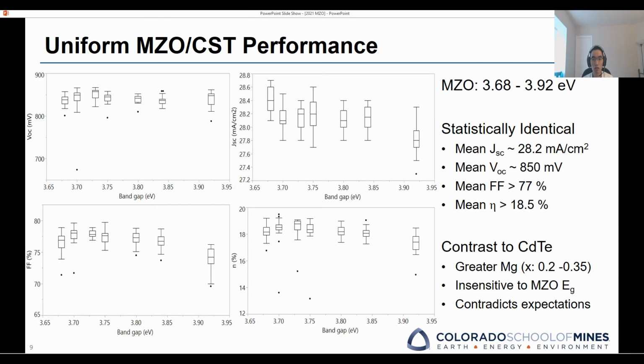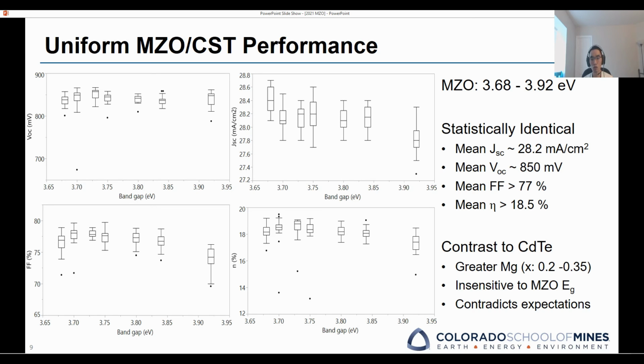We then fabricated uniform MZO to optimize the CST device performance. The MZO bandgap is between 3.68 and 3.92 electron volts, and the JV parameters on the left show that they are statistically identical over this range, with mean JSC around 28 mA per centimeter squared, VOC around 850 millivolts, fill factor over 77%, and efficiency over 18.5%.